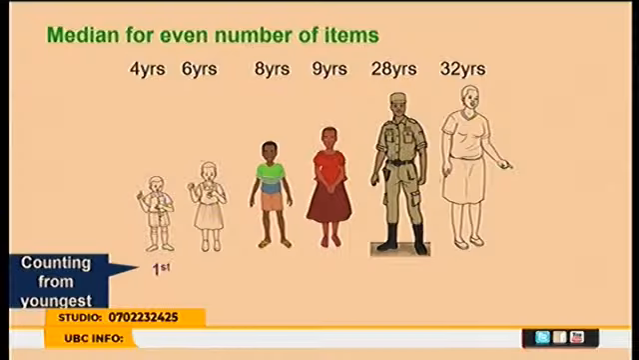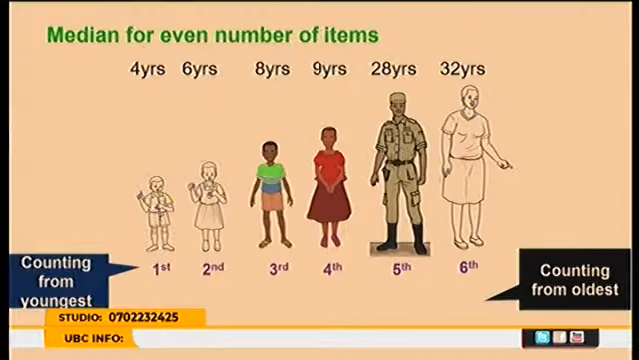I hope we can all see on our screens that the youngest member of the family is 4 years. The second youngest is 6 years. The third youngest is 8 years. The fourth youngest is 9 years. The fifth youngest is 28 years, and we have the oldest member of the family who is 32 years.